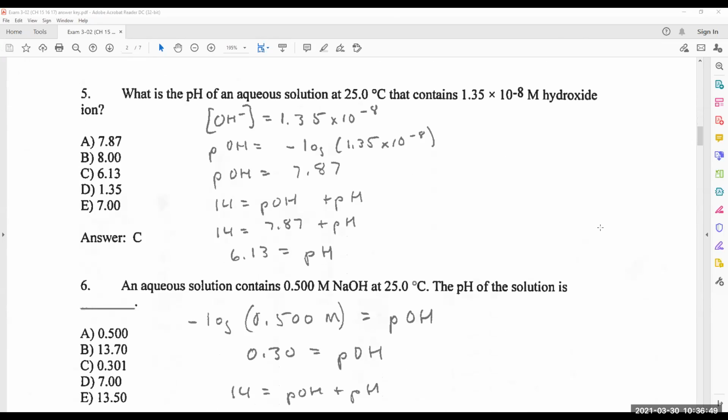Number 5, what is the pH of an aqueous solution that contains 1.35 × 10⁻⁸ molar hydroxide? If we know the hydroxide concentration, we can find pOH from that. Minus the log of that value gives us a pOH of 7.87. And we know that pOH plus pH has to equal 14. So if we substitute in the pOH value, 14 equals pOH plus pH, then we can solve for pH, and it's 6.13.